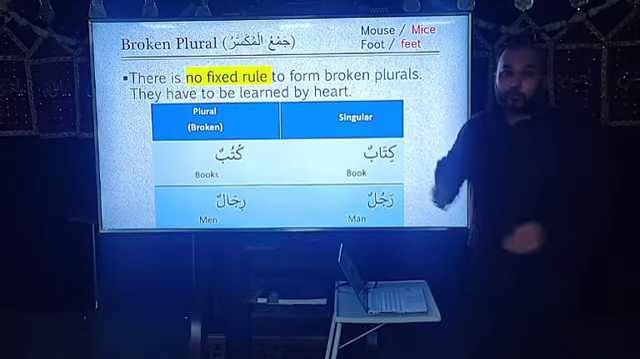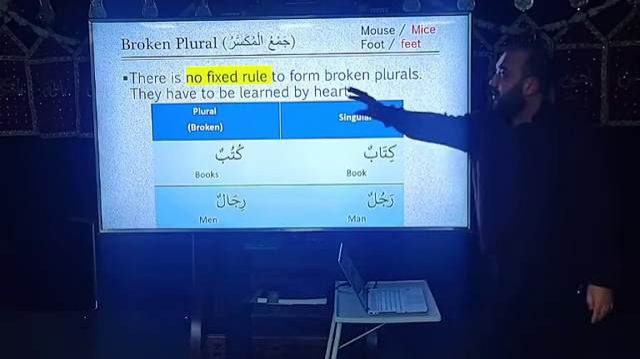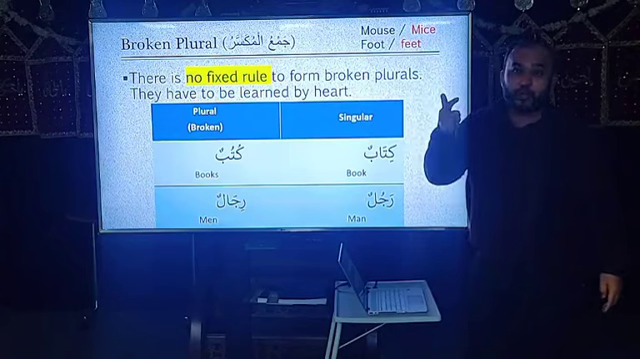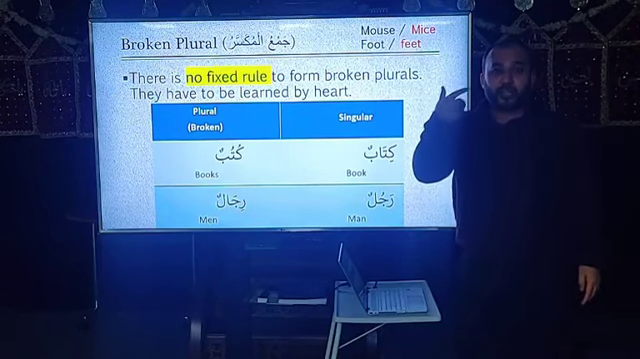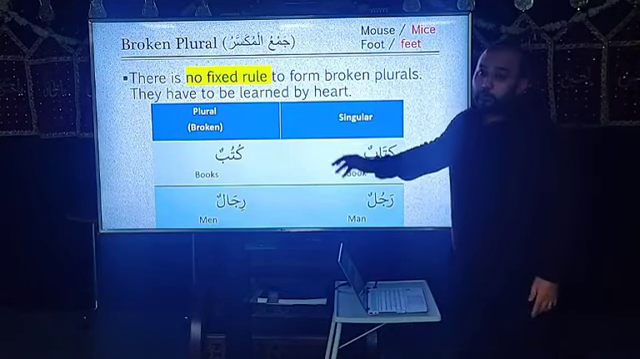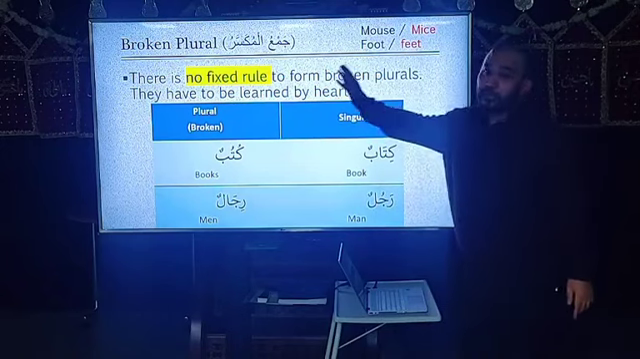Alright. So broken plural, there is no fixed rule. With the dual and sound plural, we have rules that we can learn and apply. With the broken plurals, there is no rule. You just have to learn by heart.